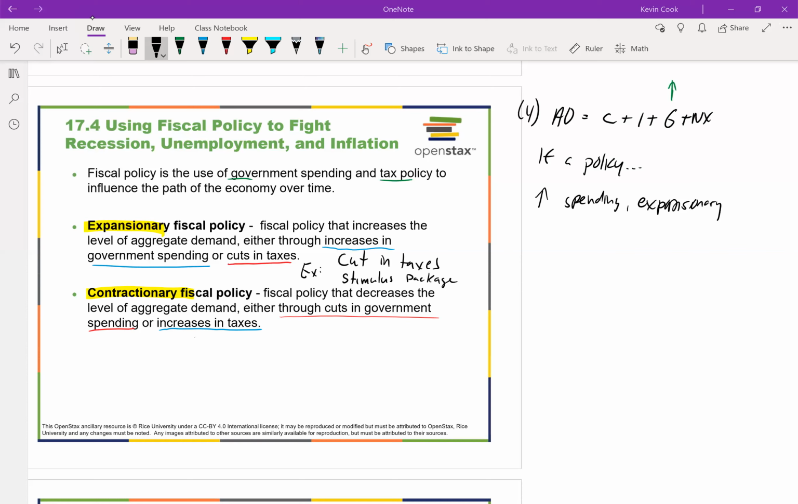The contractionary examples are, as we can imagine, first a tax hike, which again is pretty much one of the definitions. But what we also may see with contractionary is budget cuts in the government. So the government says, hey, we need to cut our spending by X number of dollars. This budget cut would be considered contractionary policy because they're pulling things back.